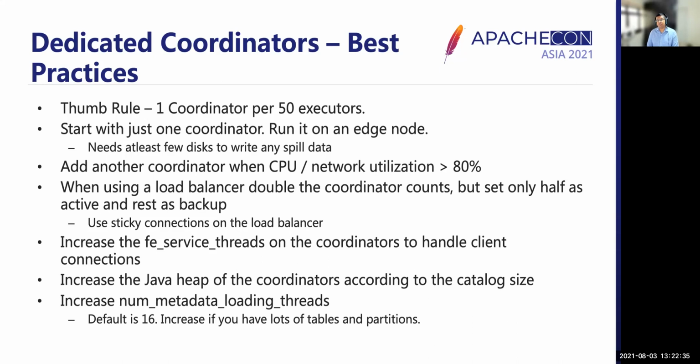Use a load balancer in front of the coordinators and make sure that the first coordinator is active and the second coordinator is a fallback passive coordinator. Use sticky connections on the load balancer. Increase the front-end service threads so that all the clients that are trying to retrieve the data can connect to just a single coordinator or two coordinators. Increase the Java heap on the coordinators so that they can keep the catalog without requiring that much heap on the other nodes. Increase the metadata loading threads if you wish to, if you have a significantly large catalog.